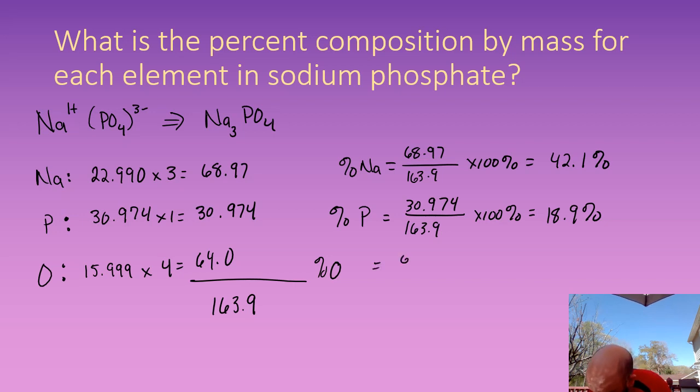There's 64 total atomic mass units of oxygen in our compound, divided by about 163.9 atomic mass units total times 100%. And that's going to show me that oxygen is about 39% of my total compound's mass.